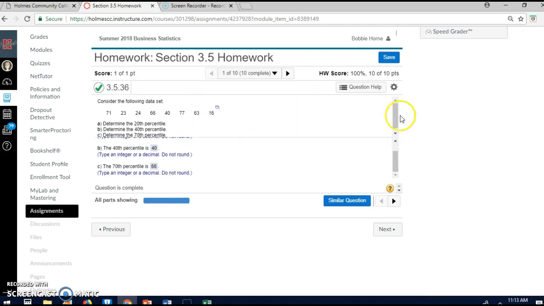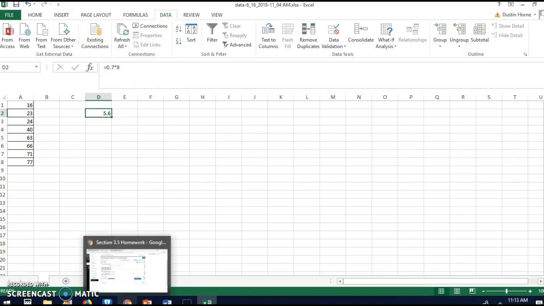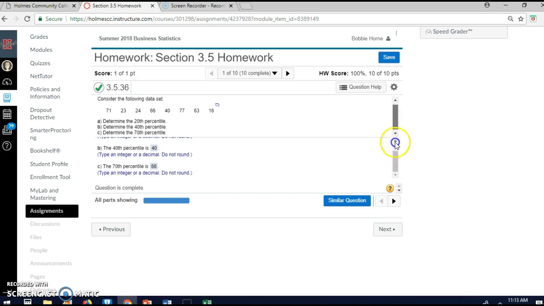And this is how you work the percentiles. You take the percentage, like if it's the 20th, you do 0.2, if it's the 40th, you do 0.4, and if it's the 70th, you do 0.7, and you times it by the total amount of numbers that you have. So if we had 20 numbers, we would times this by 20. So that is all for question number 1.